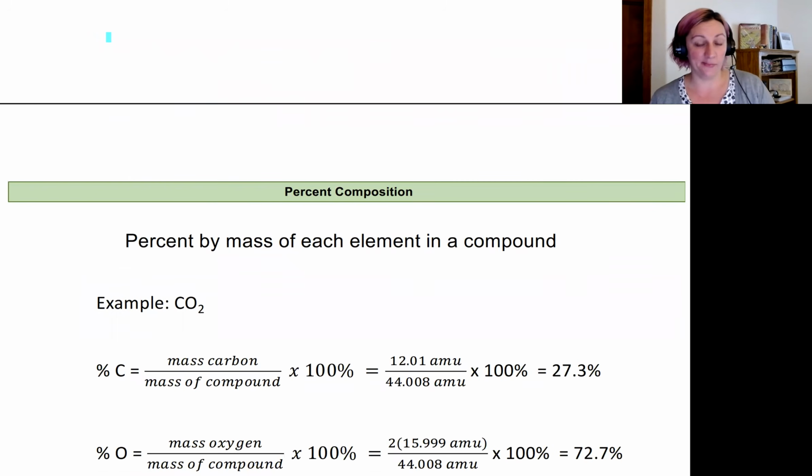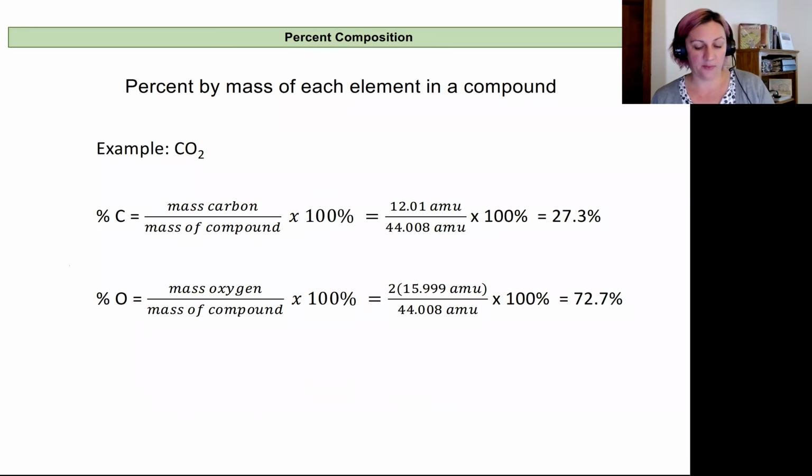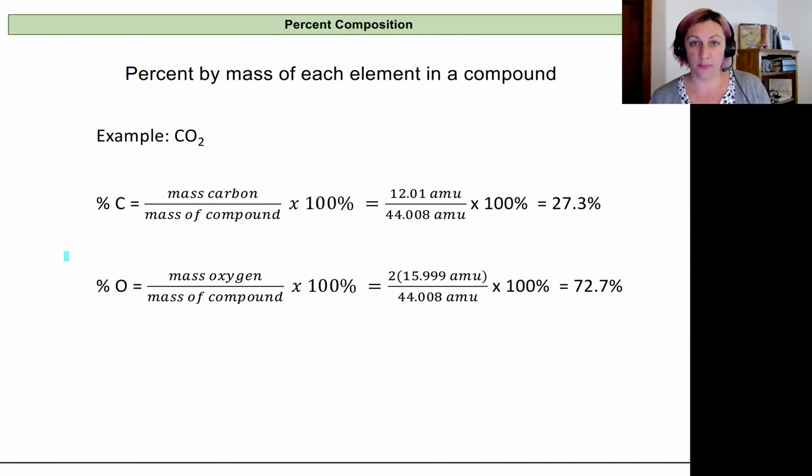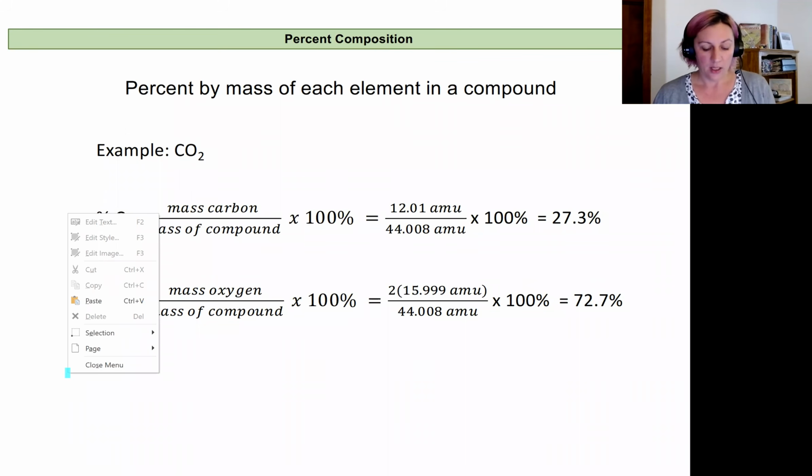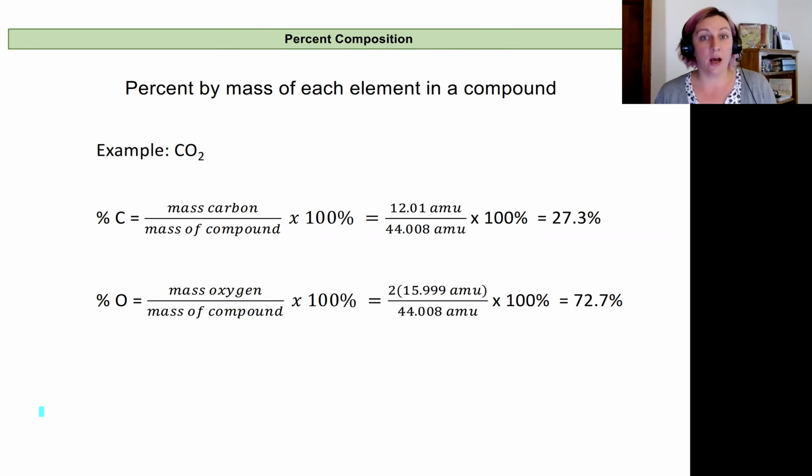Okay, but that's doing the problem from mass. Another kind of curveball that comes with this is it might be percent composition that you're looking at. So let's walk through how to handle a percent composition version of this same problem. So we have an example of carbon dioxide.